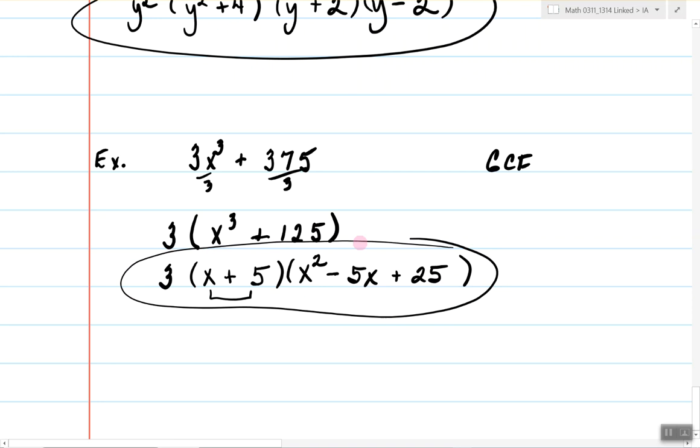So I just made this one up because I didn't have one in the assignment. So by the time you finish this lesson, I hope you feel like you can do a decent job of factoring.